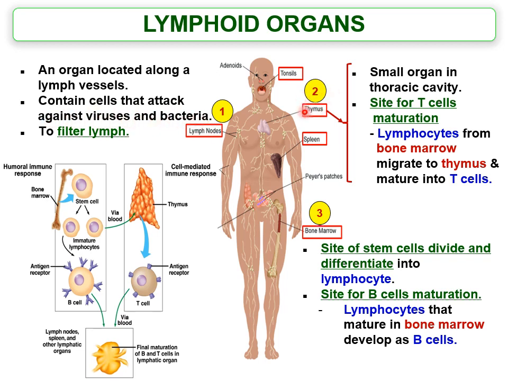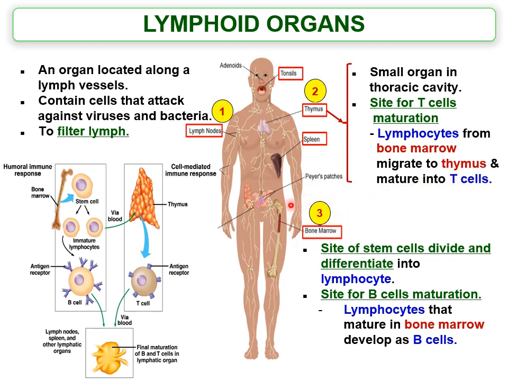The second lymphoid organ is thymus. Thymus is a small organ in the thoracic cavity. And thymus is a site for T cell maturation, where lymphocytes from bone marrow will migrate to thymus and mature into T cells.